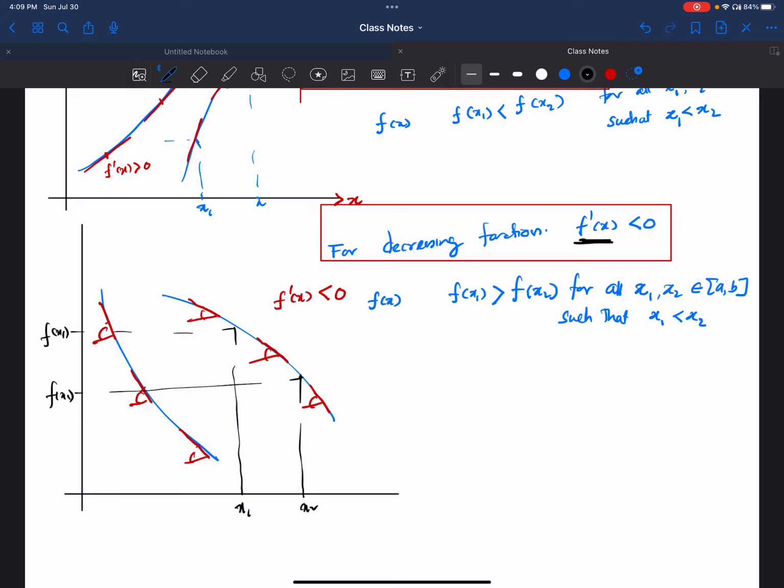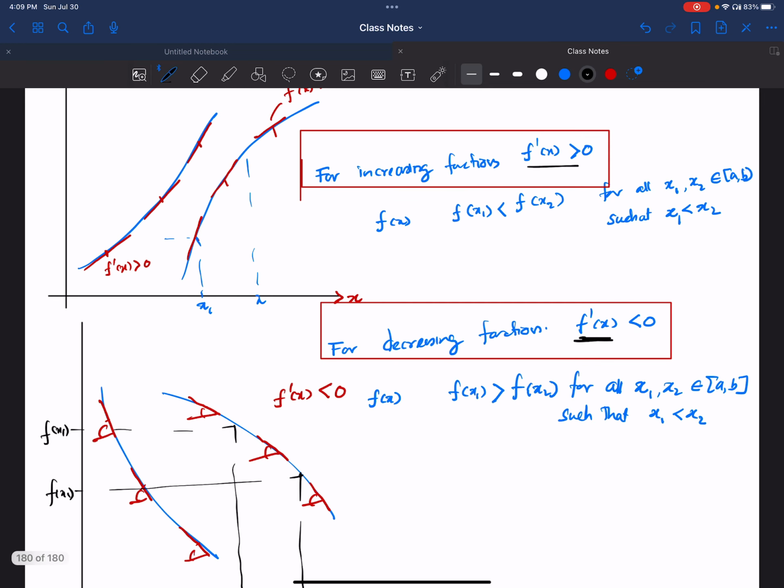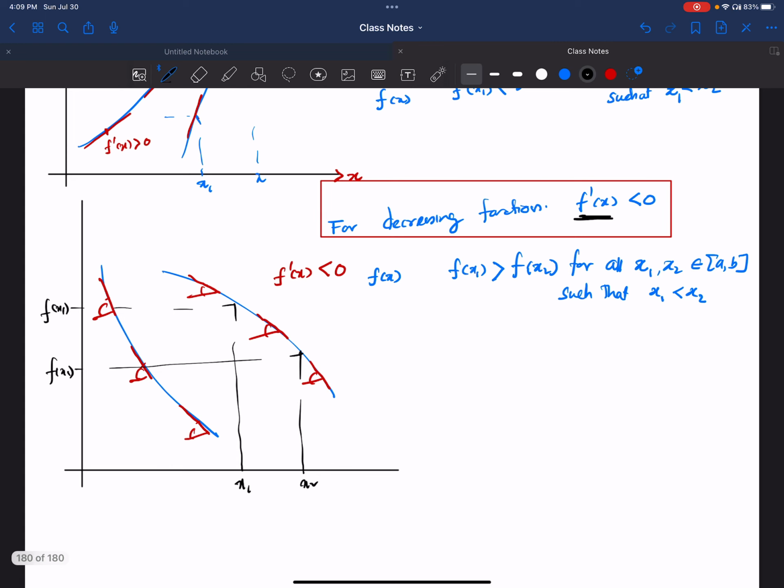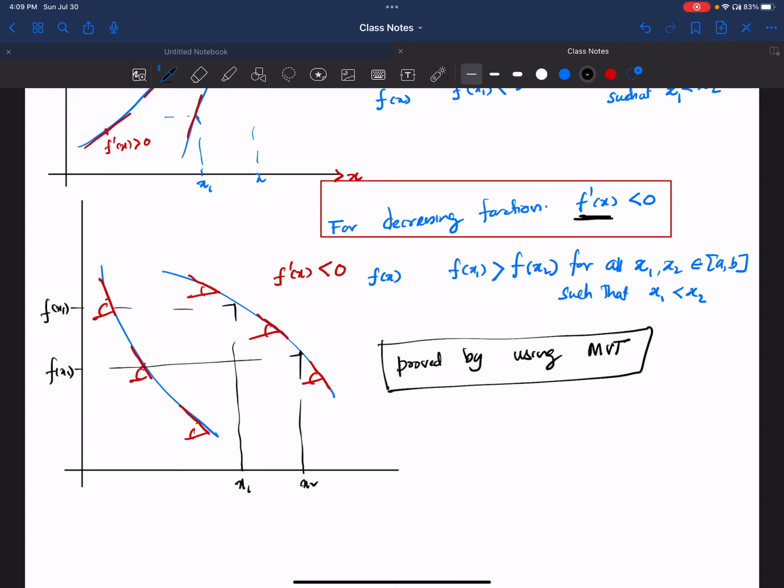And also you know that f prime of x is less than 0 for a decreasing function, and for an increasing function f prime of x is greater than 0. So both of these can be proved by using the mean value theorem, right? That's one of the other benefits or consequences of having the mean value theorem in here.